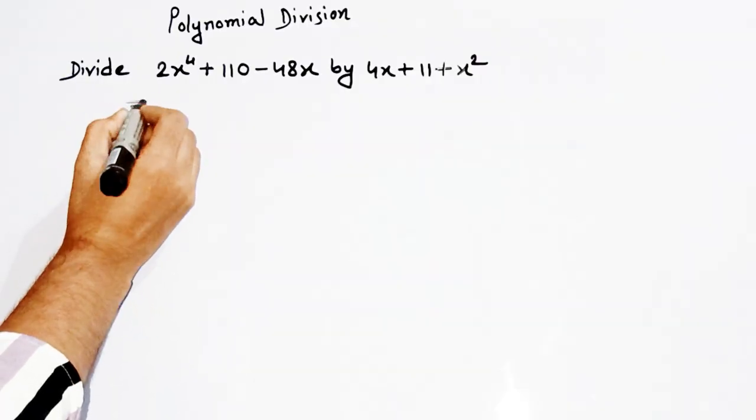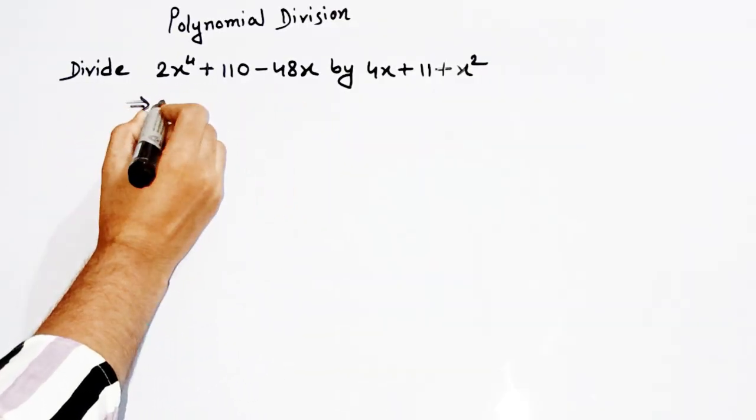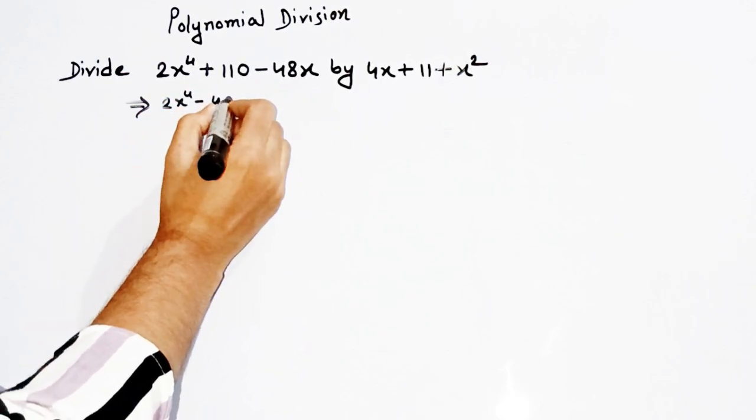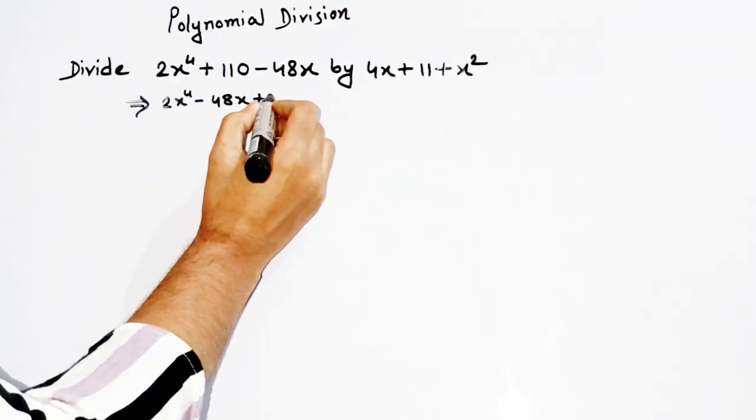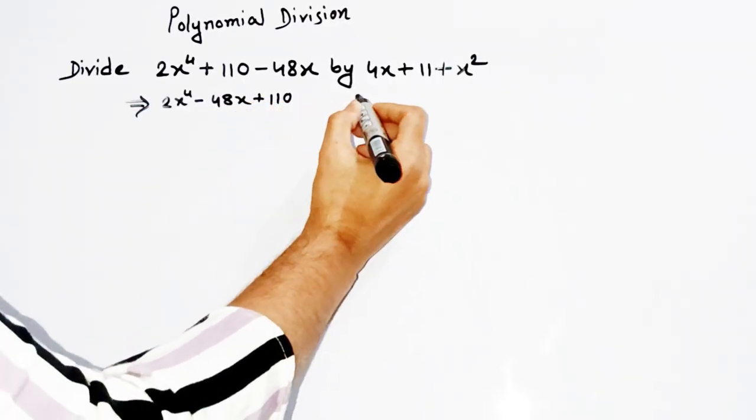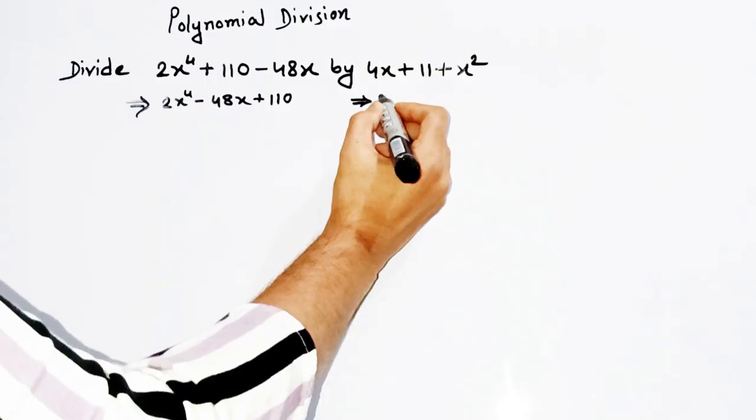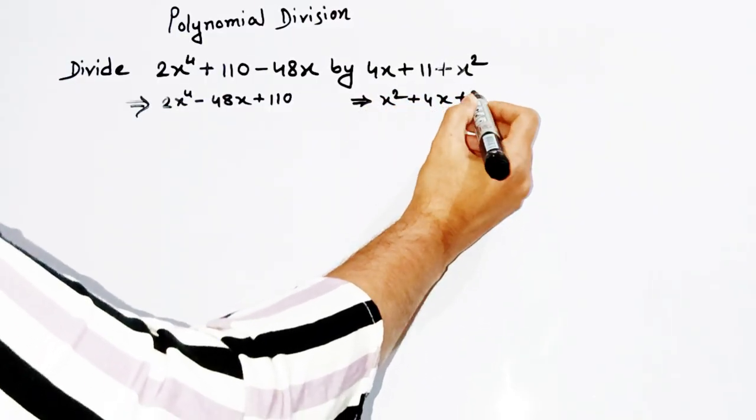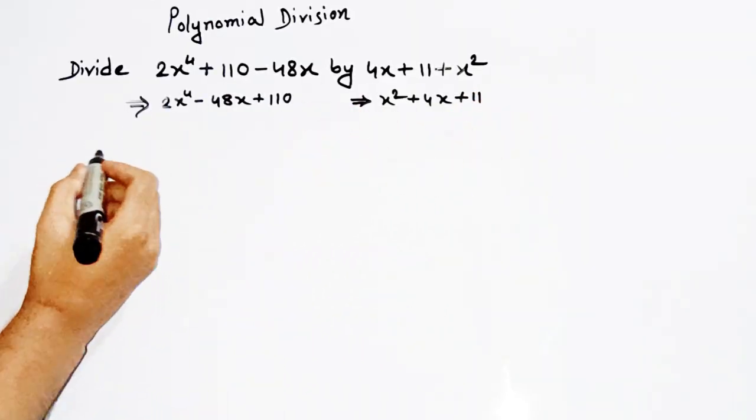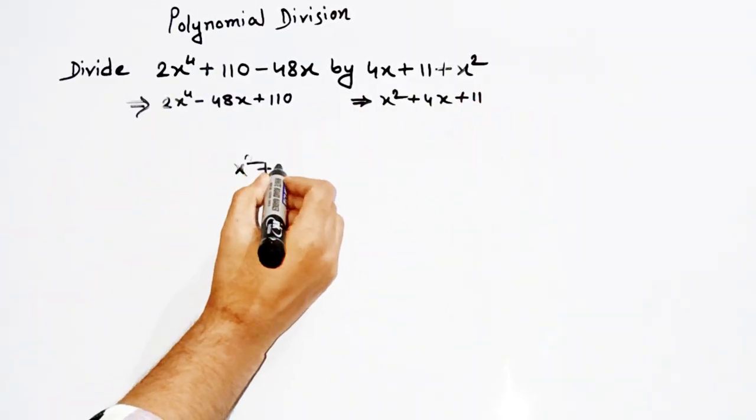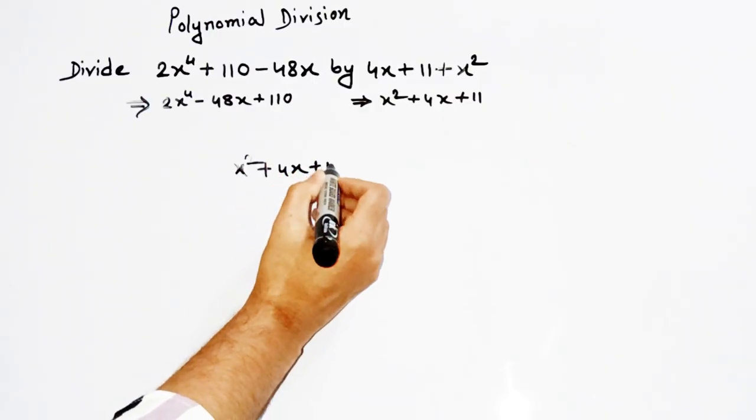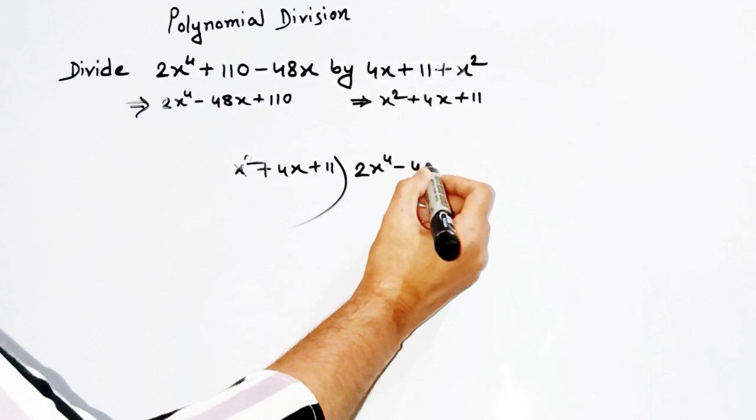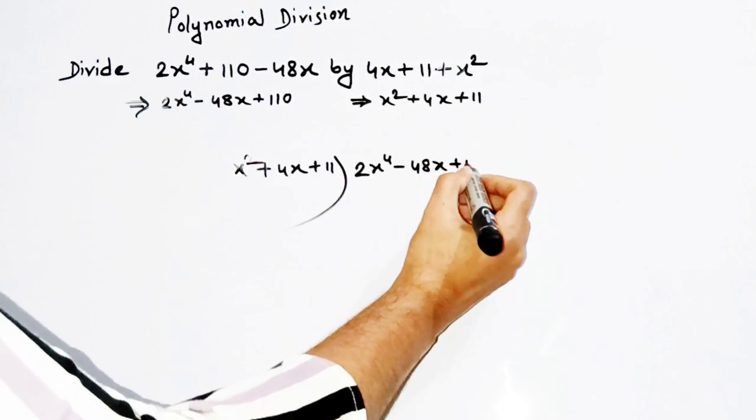Here the dividend will be arranged as 2x to the power 4 minus 48x plus 110, and the divisor will be arranged as x square plus 4x plus 11. Now we will divide x square plus 4x plus 11 into the dividend, which is 2x to the power 4 minus 48x plus 110.